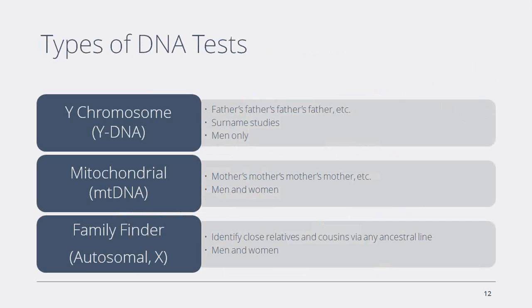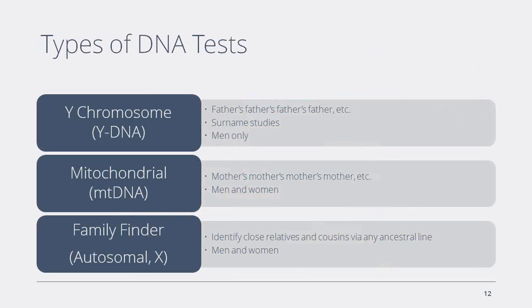Then we have the mitochondrial DNA test, or the mtDNA test. Both men and women can take this test, but it looks at the direct maternal line, the mother's mother's mother's mother, etc. A male can take this test because he inherited mtDNA from his mother, but there can't be a male in the ancestral line. So mtDNA doesn't look at, say, the mother's mother's father's mother. If you were to test yourself for your mtDNA, it looks at the mother's mother's mother's mother, etc.